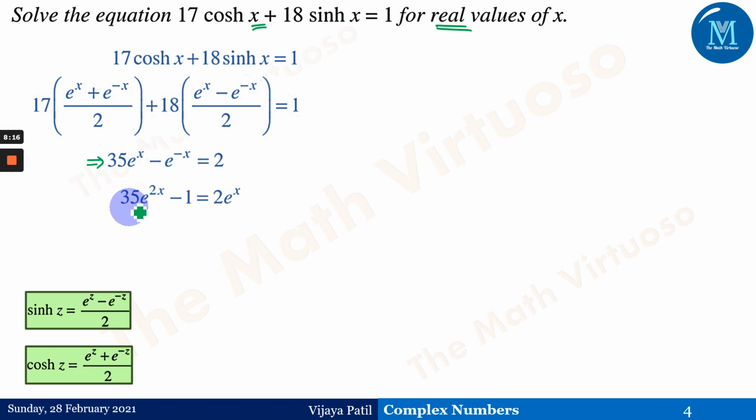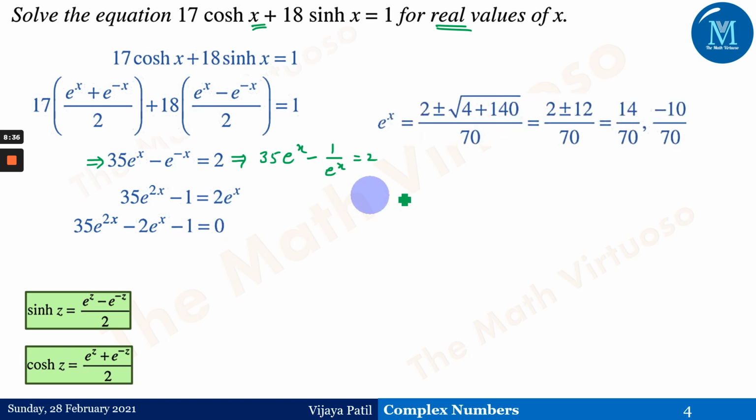Then this can be written as 35 e to the power minus x, so you can say here this is nothing but 35 e to the power x minus 1 upon e to the power x is equals to 2. So just by cross multiplying you'll be getting the equation like this. After that this can be written as 35 e to the power 2x minus 2 times e to the power x minus 1 is equals to 0.